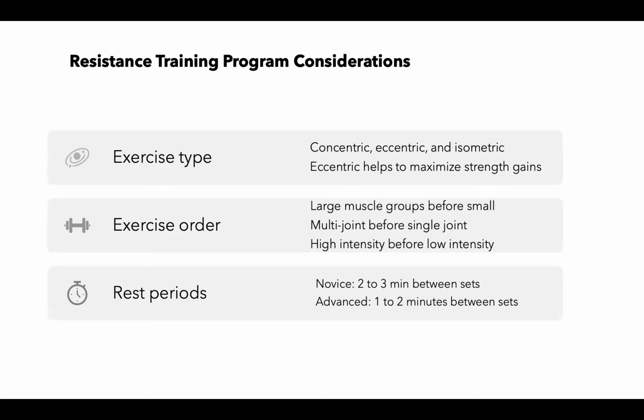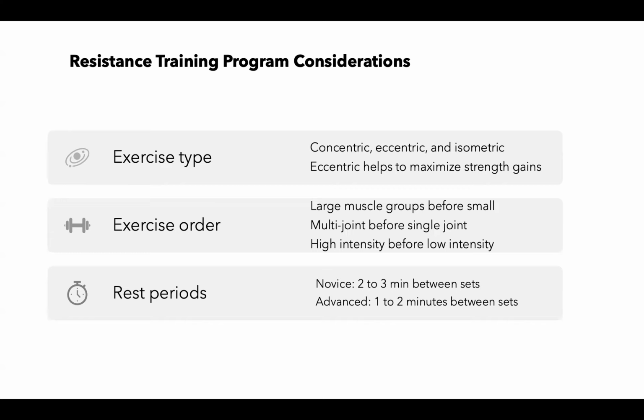And when thinking about the eccentric contraction specifically, know that that actually helps to maximize strength gains more so than our concentric contractions. So if you've ever been in an exercise program or working with a coach or in group exercise, they might do a concentric contraction followed by a slow eccentric contraction. And the reasoning there is that research shows that it helps to maximize strength gains.